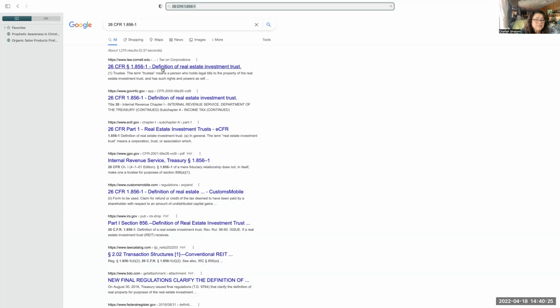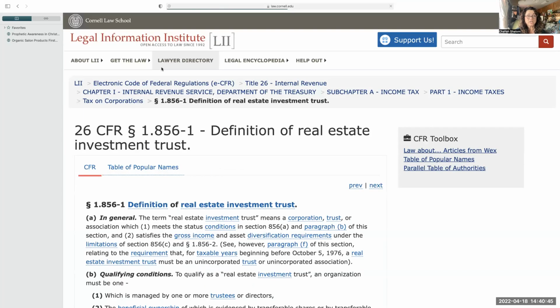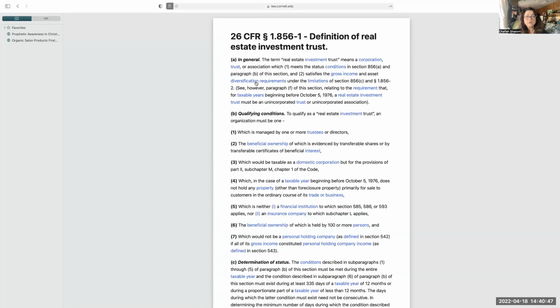Definition of real estate investment trust. Why do they have so many? Law Cornell, that's the one we want to look at. When you try to look for stuff, there's so many different distractions. Makes you want to look at everything, but you can't because of time, you know. All right, so right here, definition of real estate investment trust.